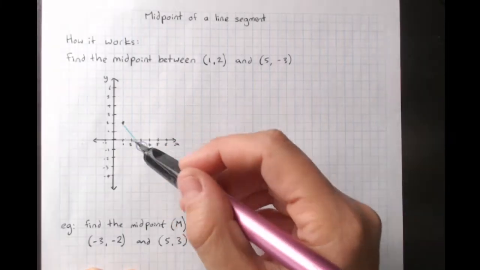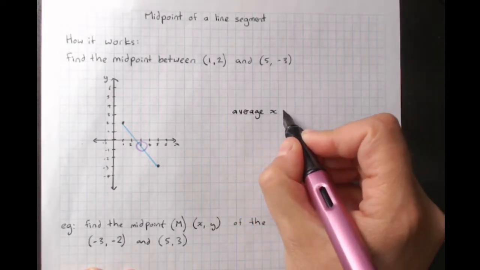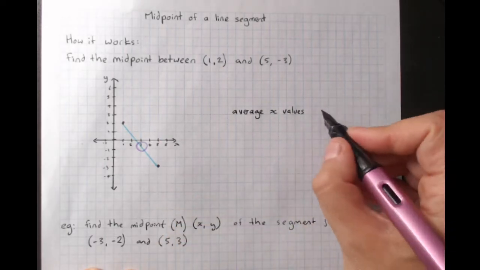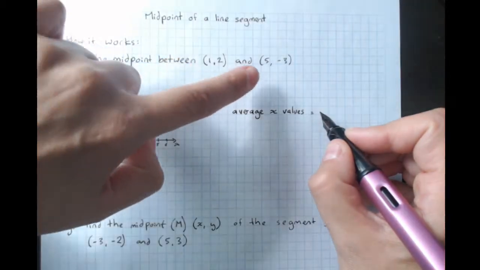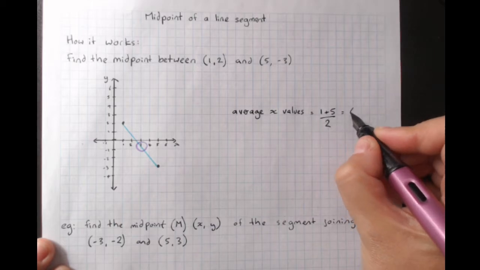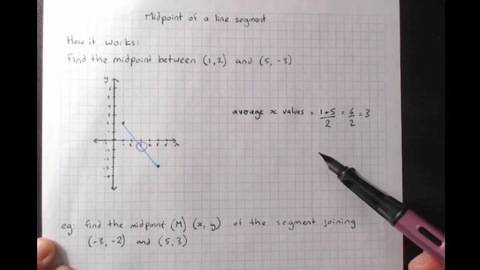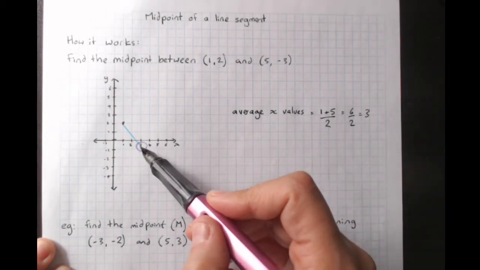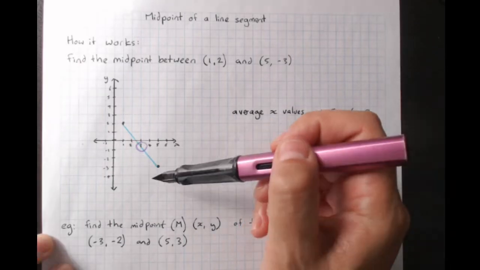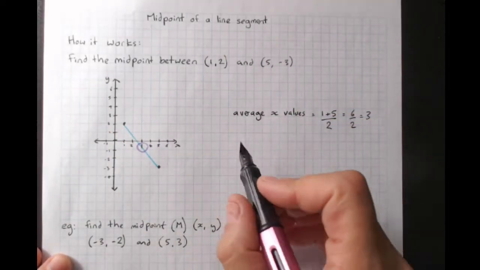If we average those x values, so we add them together and divide by 2 because there's 2 values. The first x value is 1, the next is 5, and we're dividing by 2. That will be 6 divided by 2, which is 3. So you can see that averaging the x values gives me the x value of that midpoint. And so averaging the y values will give me the y value of the midpoint.